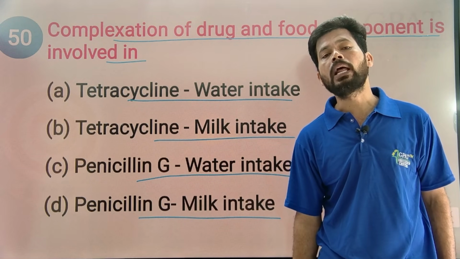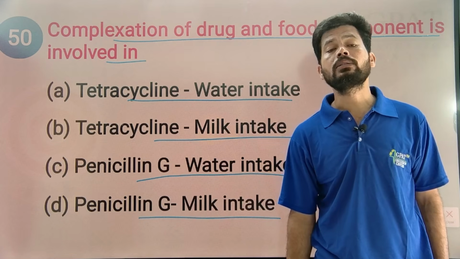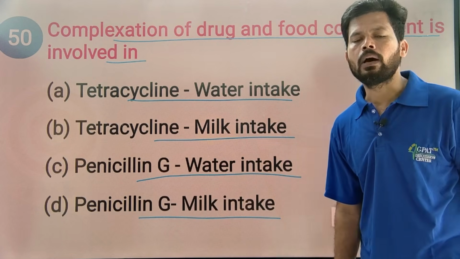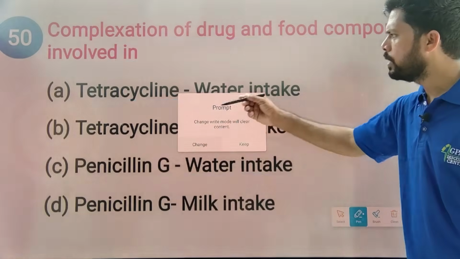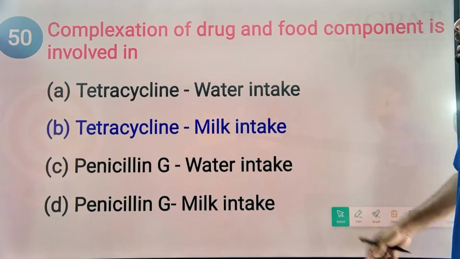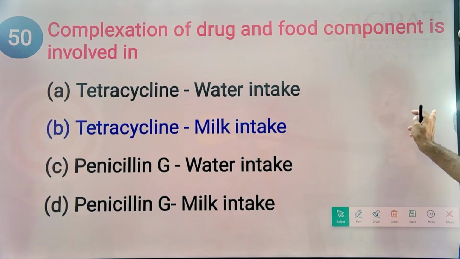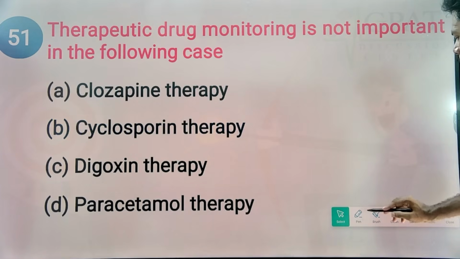Don't take milk along with tetracyclines, as it may cause damage to the teeth as well as the bone. This does not need much discussion. That is very simple: the food-drug interaction involved is between tetracycline and milk. Next question.